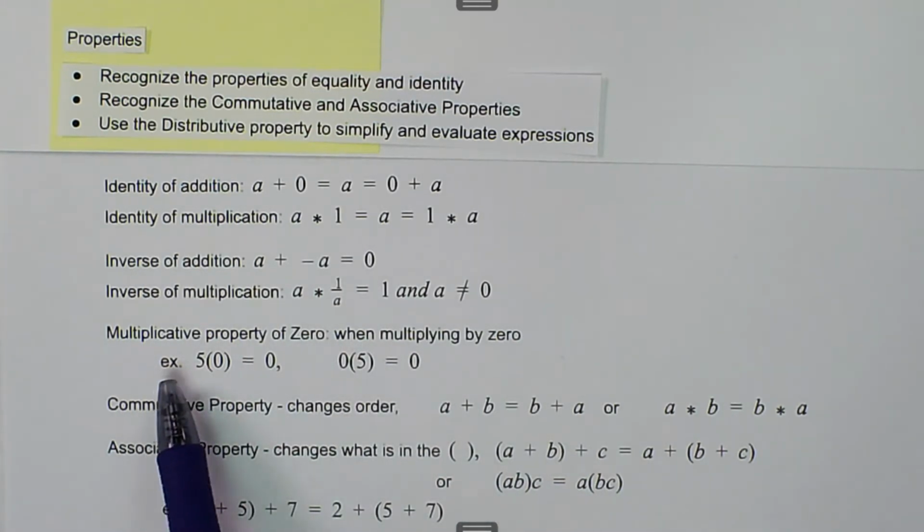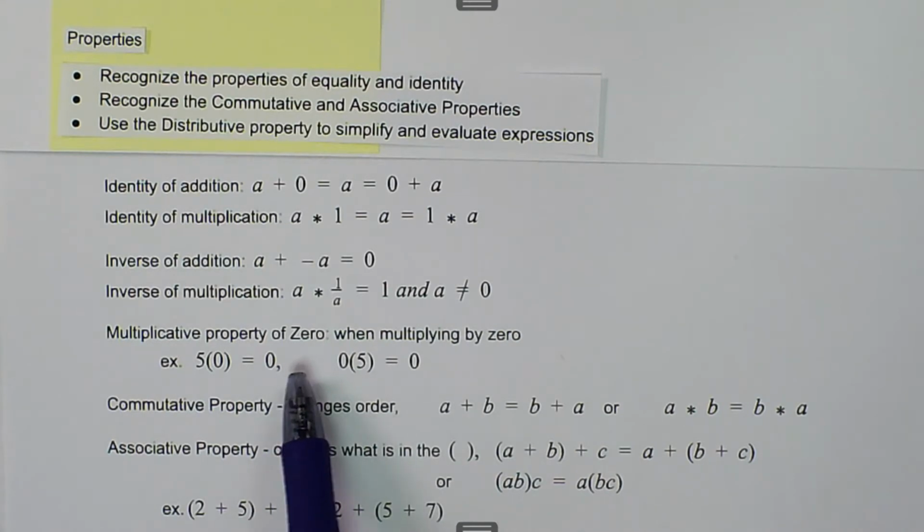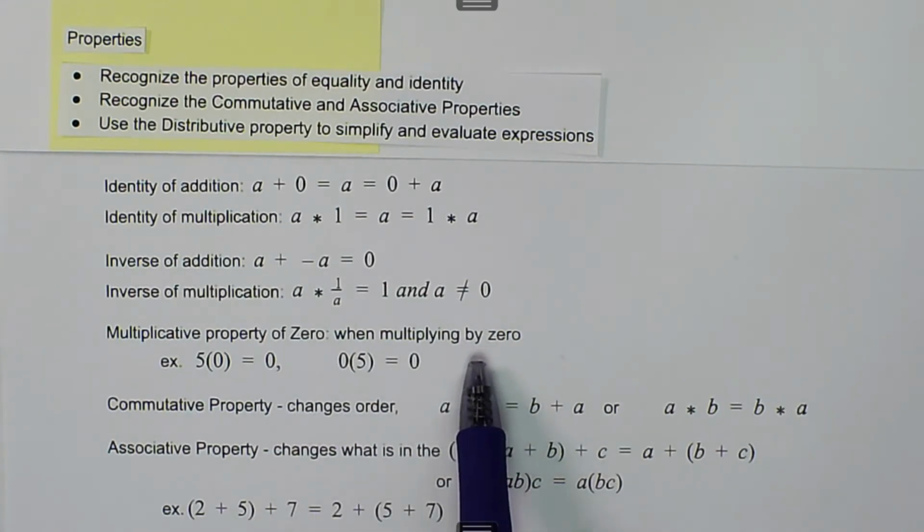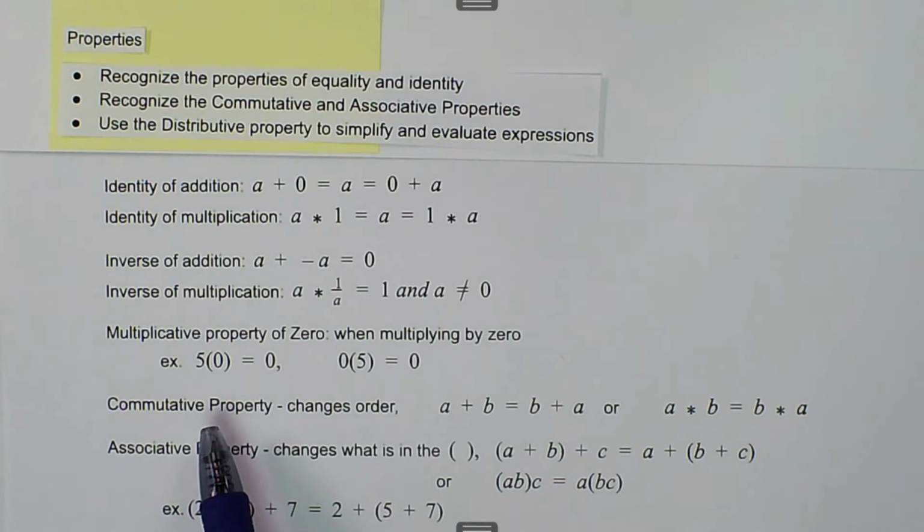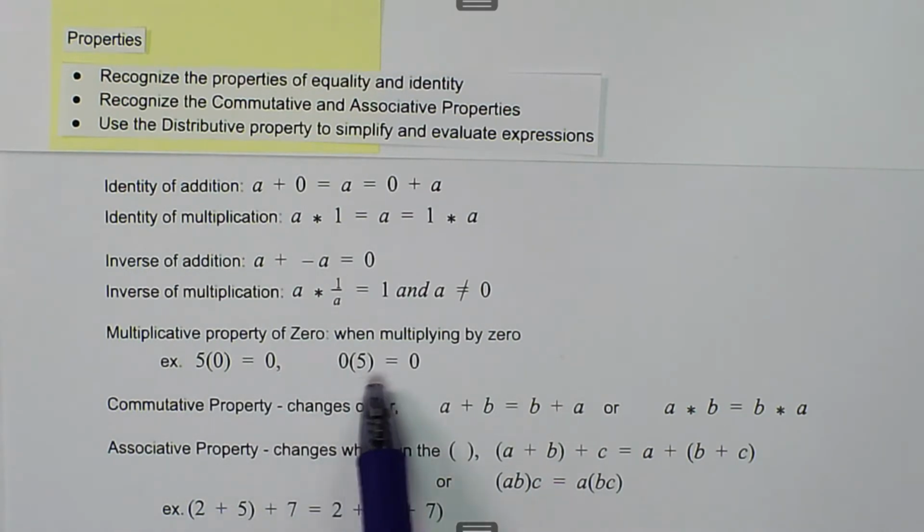The multiplicative property of 0. When multiplying by 0, you get 0. So 5 times 0 is equal to 0. 0 times 5 is equal to 0.